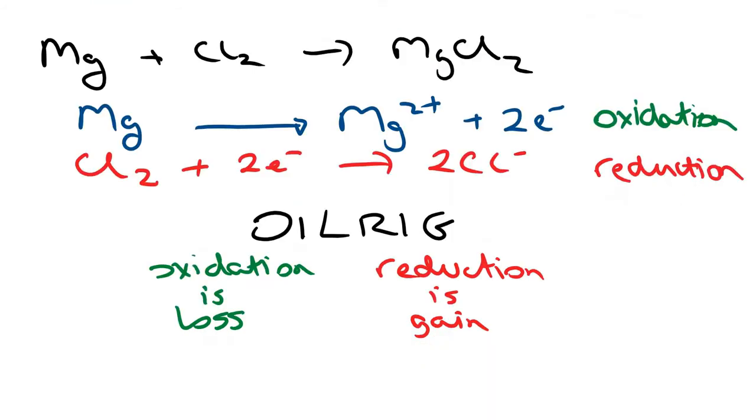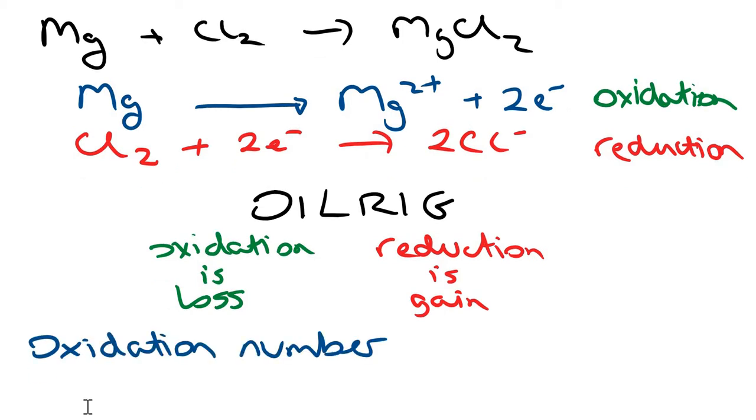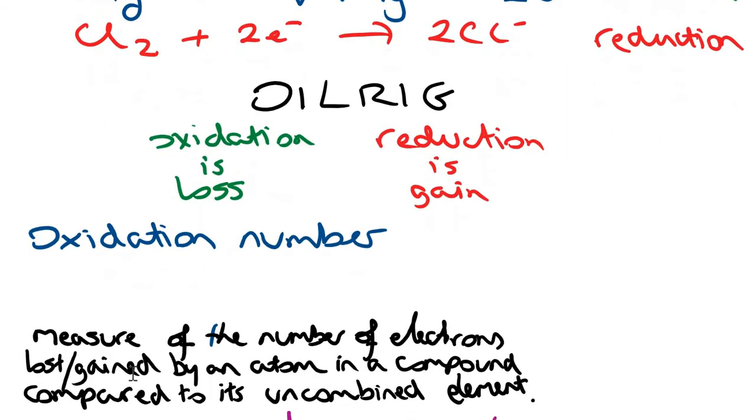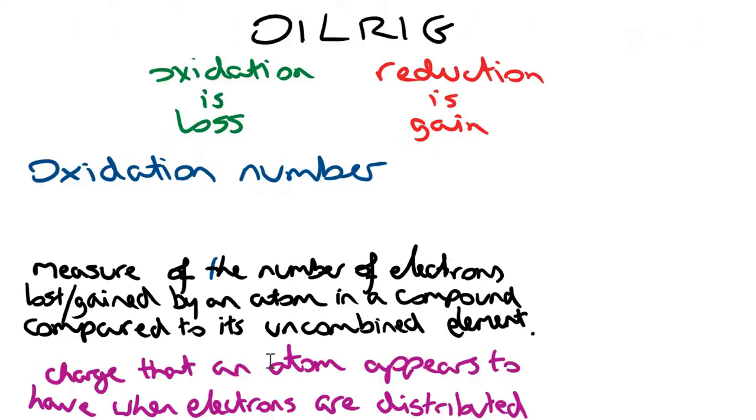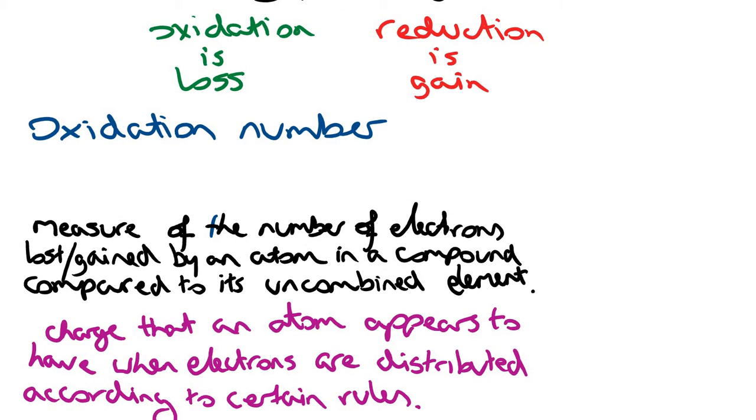I'm going to introduce a new concept now, and the concept is called an oxidation number. What is it? It's a measure of the number of electrons lost or gained by an atom in a compound compared to when it's in its uncombined form as an element. The Leaving Cert definition states that it's the charge that an atom has or appears to have when electrons are distributed according to certain rules. Essentially, we just compare an atom in a compound to that atom as an element, and we see what's the difference.